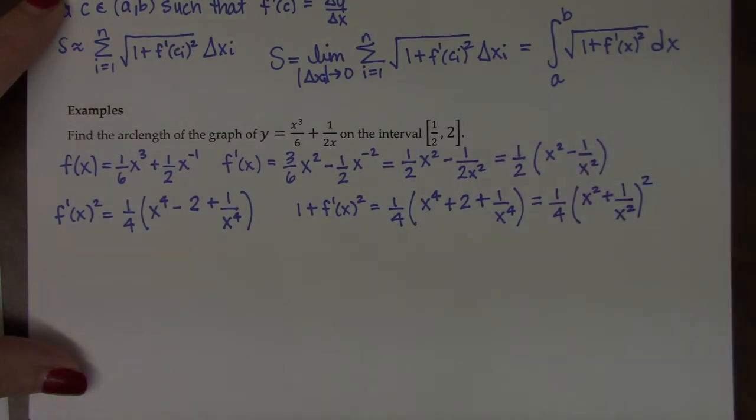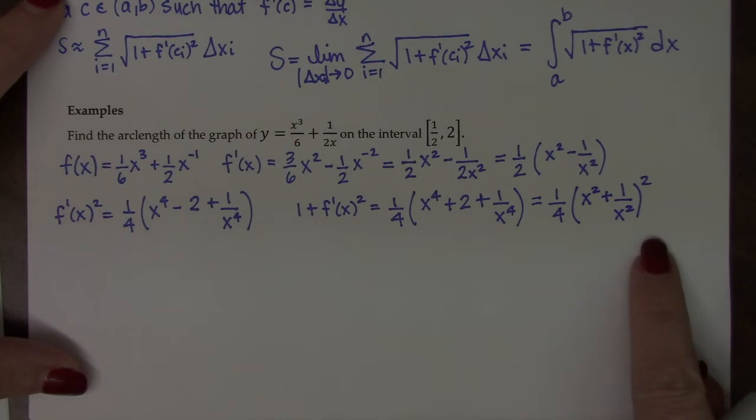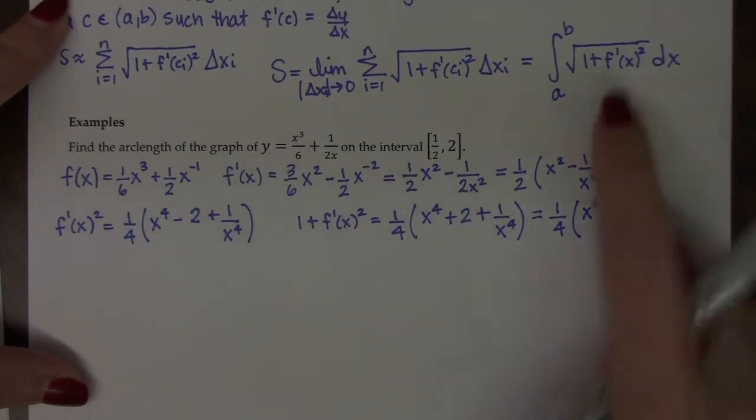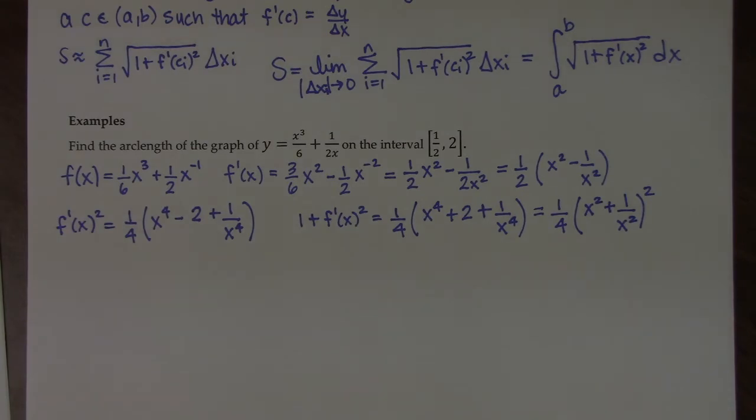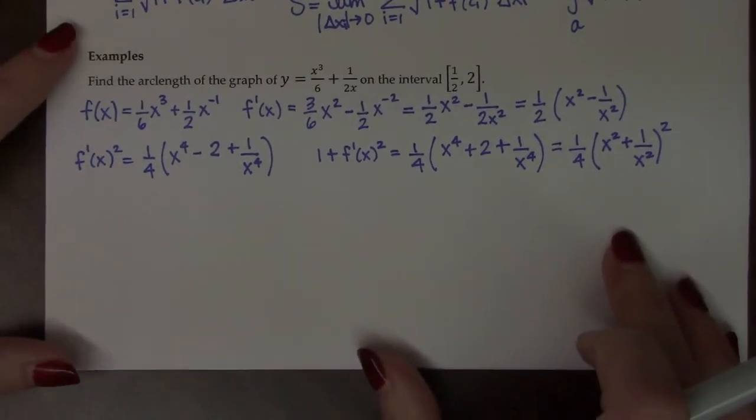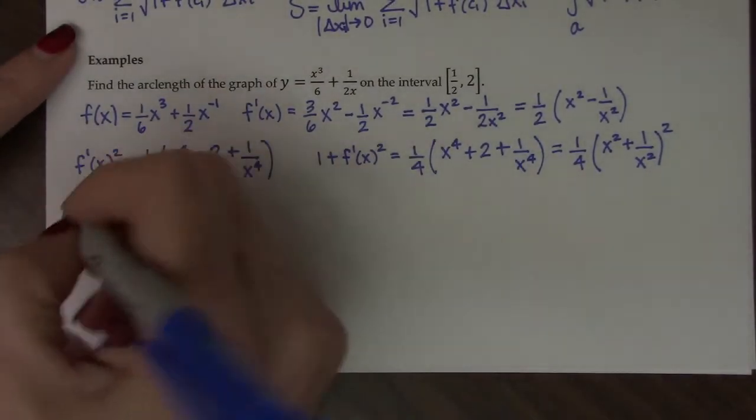x squared plus 1/x squared quantity squared. So the reason that I wanted to factor it is because it's really hard to integrate stuff under a radical. You have to pretty much always use a u substitution. But I don't have any stuff outside the radical for my du. But if the stuff under the radical is something squared, then when you take the square root of something squared, it just comes back as itself. So let's set up the arc length integral and see what happens.